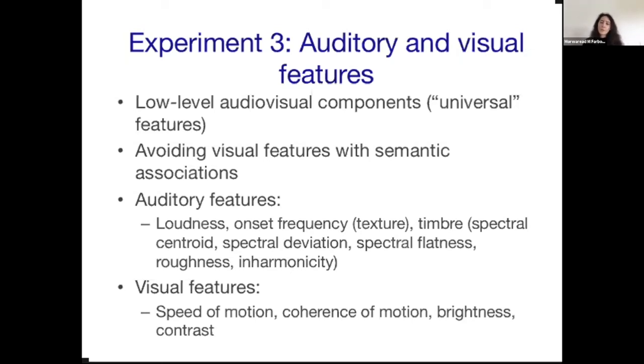Now, with the visual features, it took me a while to come up with this list of 4 features, and I actually ran some pilot studies before I decided to use them. The visual features I decided to use were speed of motion, coherence of motion, brightness, and contrast.